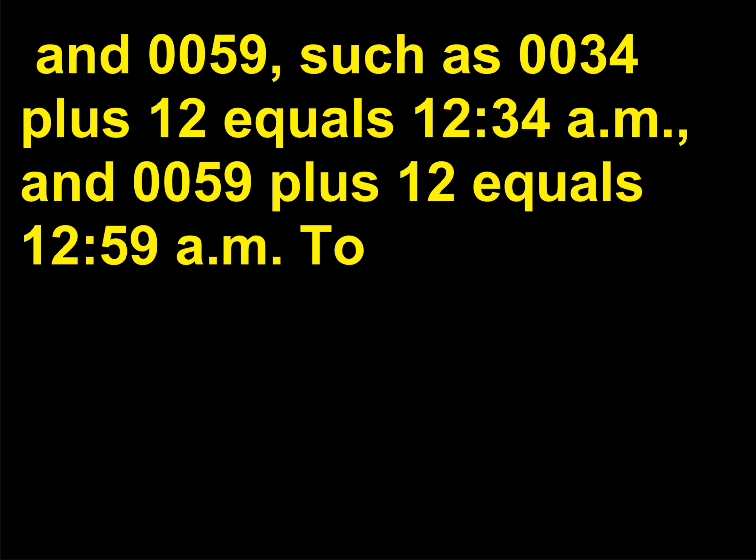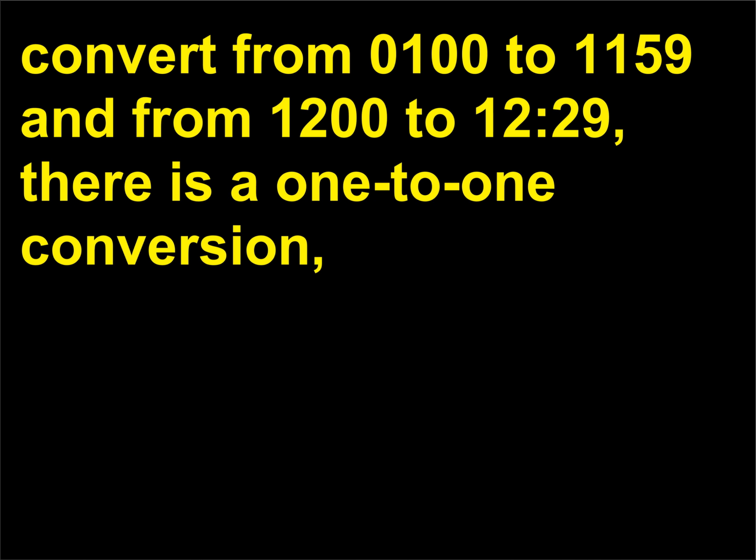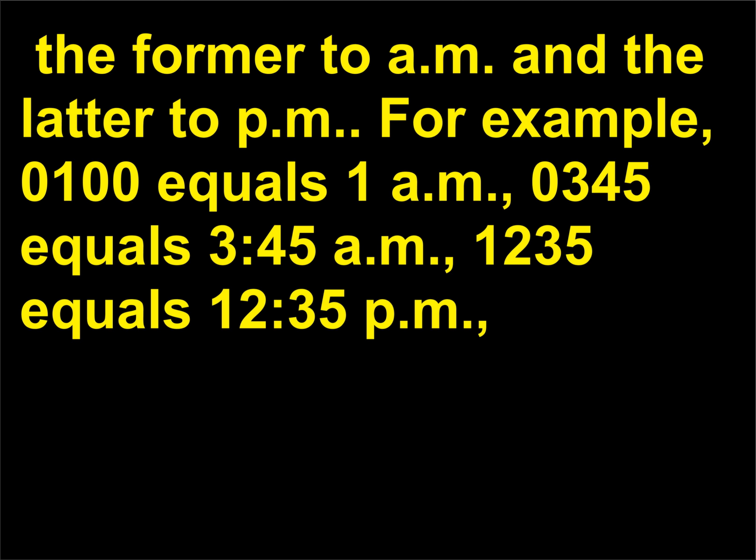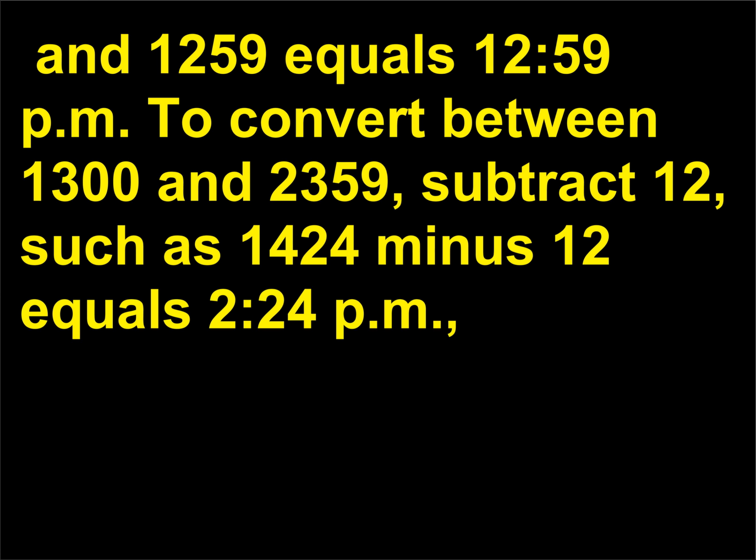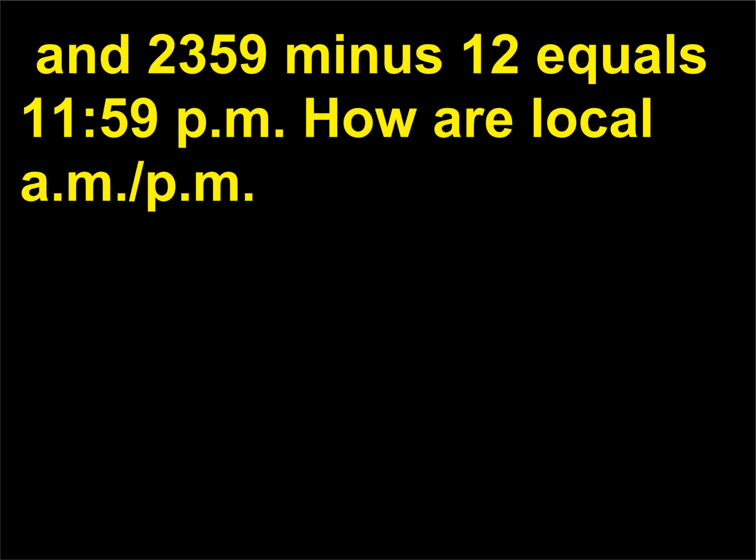To convert from 0100 to 1159 and from 1200 to 1259, there is a 1-to-1 conversion, the former to AM and the latter to PM. For example, 0100 equals 1 AM, 0345 equals 3:45 AM, 1235 equals 12:35 PM, and 1259 equals 12:59 PM. To convert between 1300 and 2359, subtract 12, such as 1424 minus 12 equals 2:24 PM, and 2359 minus 12 equals 11:59 PM.